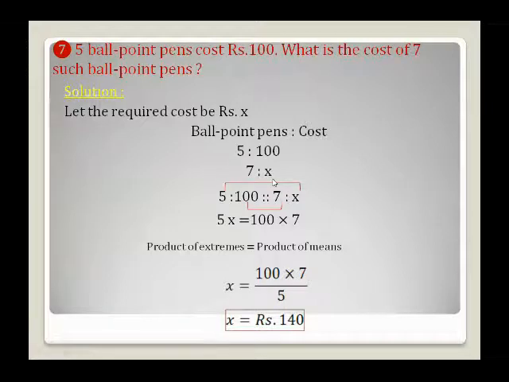So here we write the x. Now students, again we write these ratios in a proportion form. So here we write 5 ratio 100 proportion 7 to the ratio x. Now these are the extreme values and these are the mean values. Okay, the formula is same here. The product of extremes is equal to the product of means. We multiply 5 by x is equal to 100 by 7. Now, after simplification, we have x is equal to 100 multiplied by 7 divided by 5.